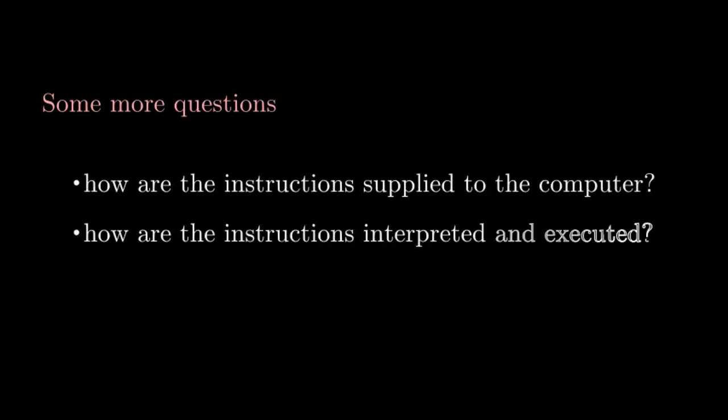Now we will look at some more questions. First, how are the instructions supplied to the computer? Secondly, how are the instructions interpreted and executed? Let us answer the second question first. All computers have a unit that performs the arithmetic and logical functions. This unit is referred to as the arithmetic logic unit, or in short ALU. But how will the computer determine what operation is to be performed by the ALU, or in other words, who will interpret the operation that is to be performed by the ALU?